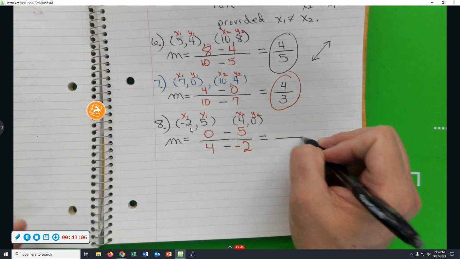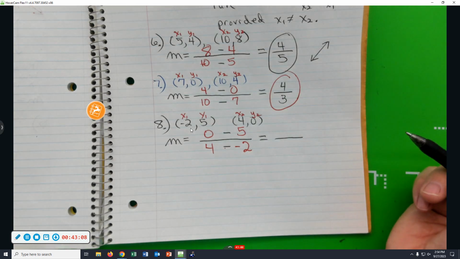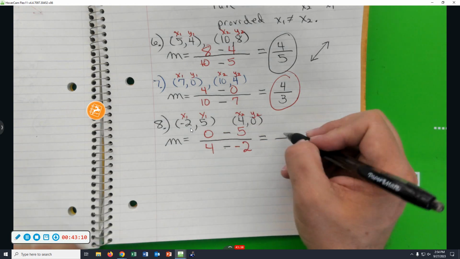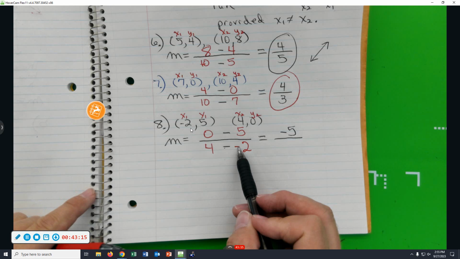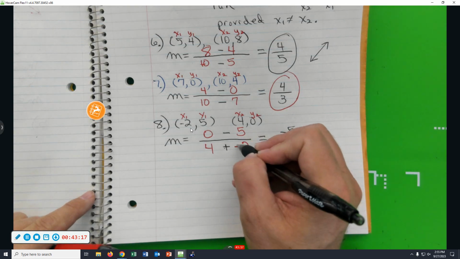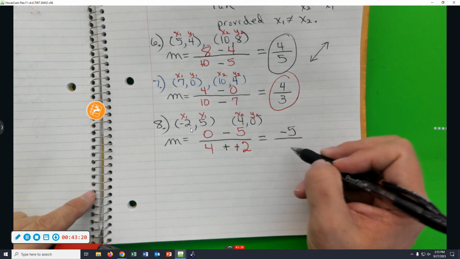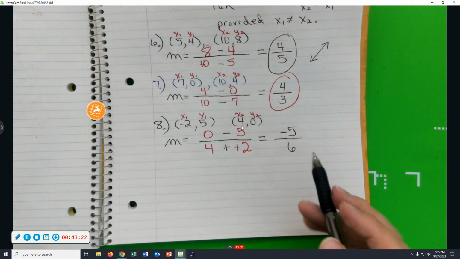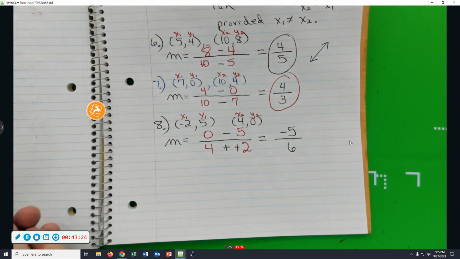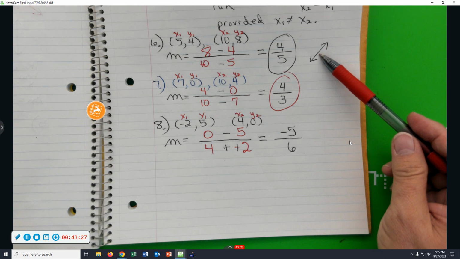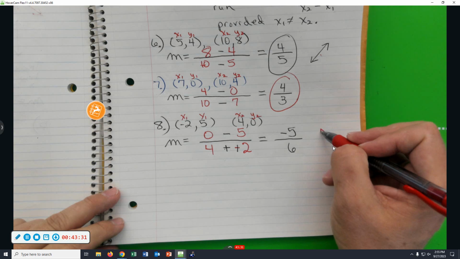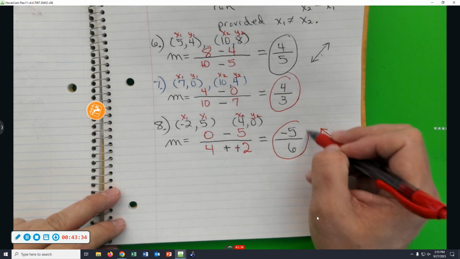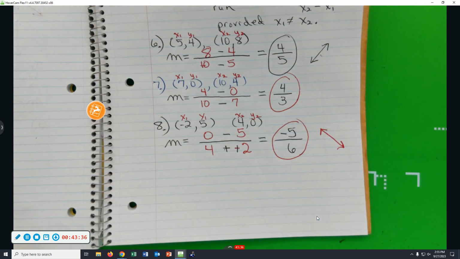Well, first of all, let's simplify the numerator. 0 minus 5, I agree that's -5, but the minus and negative becomes a plus, so 4 plus 2 gives me a denominator of 6. So we have a negative slope. That means if we drew the graph, would it be rising like that? No, it would be falling. You would expect it to fall from left to right. Any questions there?